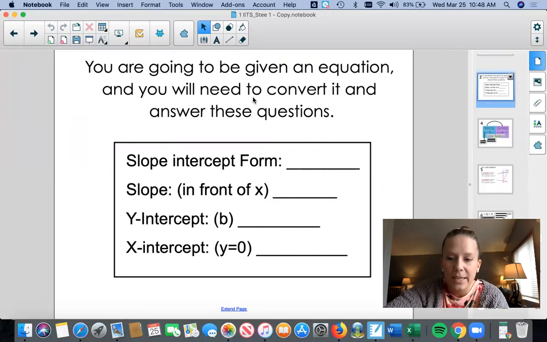Okay, now what I'm going to do here is show you what you are going to have to do. So you're going to be given an equation in standard form, and you're going to have to do these 4 questions. So you're going to have to tell me what it is in slope-intercept form. You're going to have to tell me the slope, the y-intercept, and today you also will have to tell me the x-intercept.